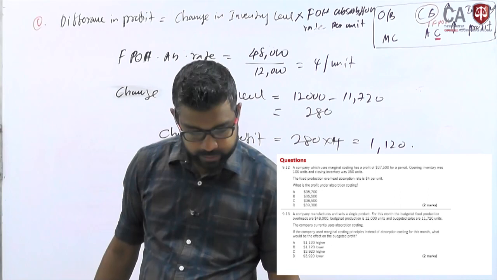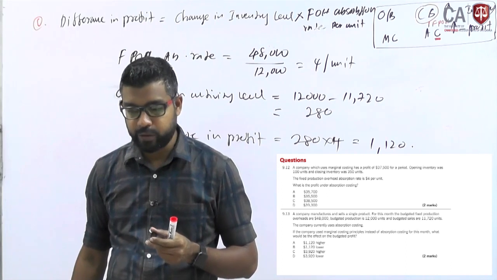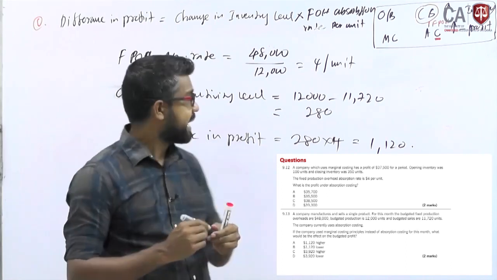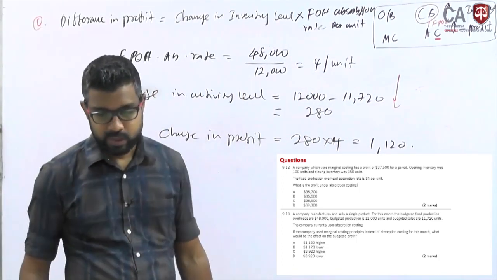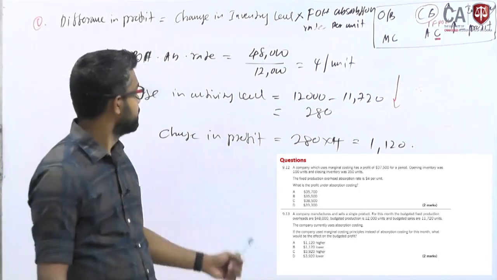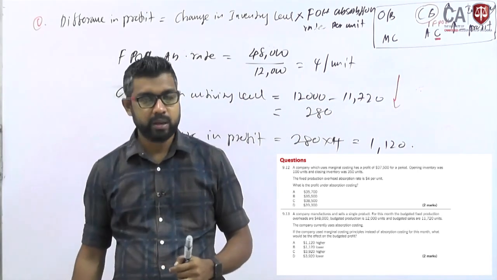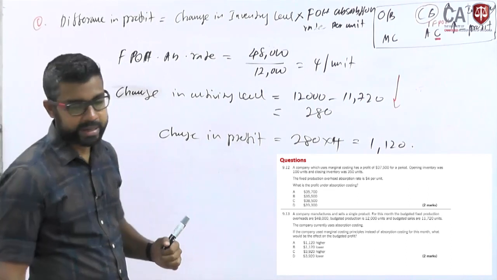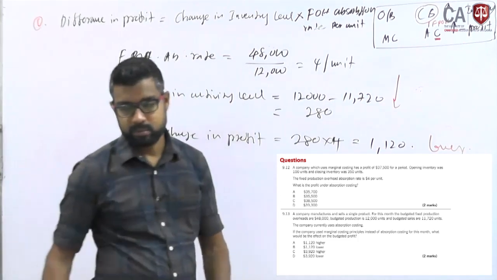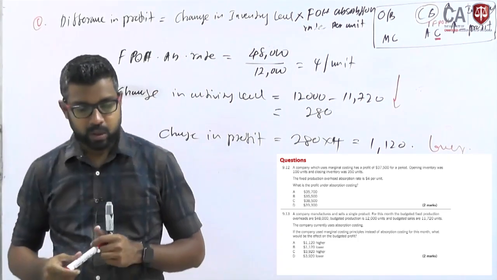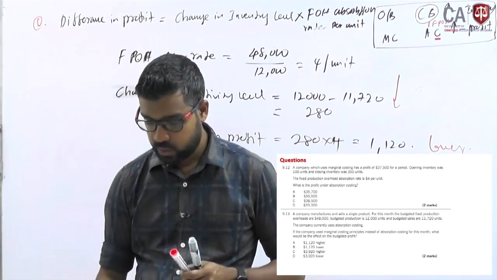They are asking, if the company uses a marginal costing system instead of absorption costing, what would be the impact? The activity level has been reduced, right? When the activity level is reduced, the profit according to absorption costing should be reduced. Therefore, the correct answer is 1,120 lower. 1,120 lower is the correct answer.